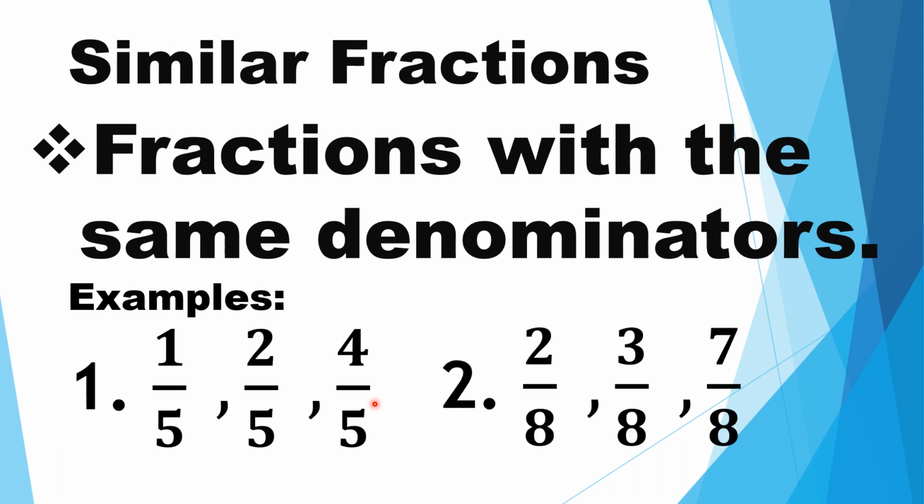Number 2: 2/8, 3/8, 7/8. In 2/8, the denominator is 8. In 3/8, the denominator is 8. In 7/8, the denominator is 8. They have the same denominator. So that is similar fractions.